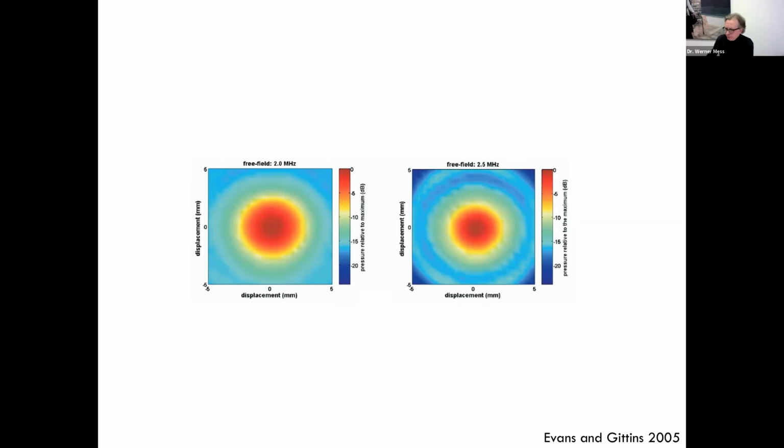And these very nice pictures stem from David Evans. And what you see here is the ultrasound field that is generated by a 2 and by a 2.5 megahertz transducer.